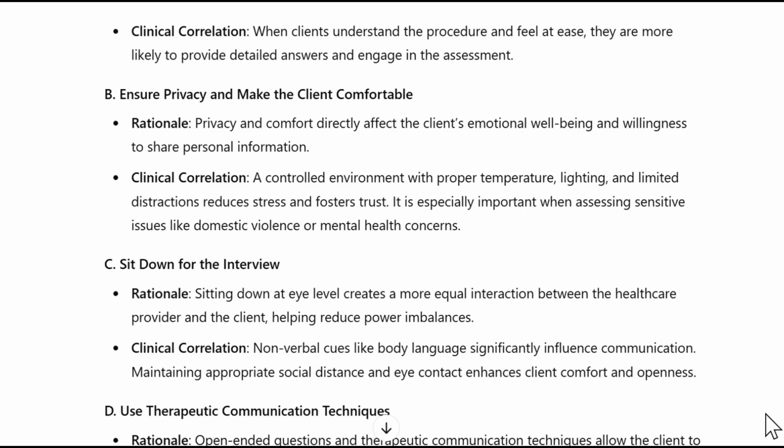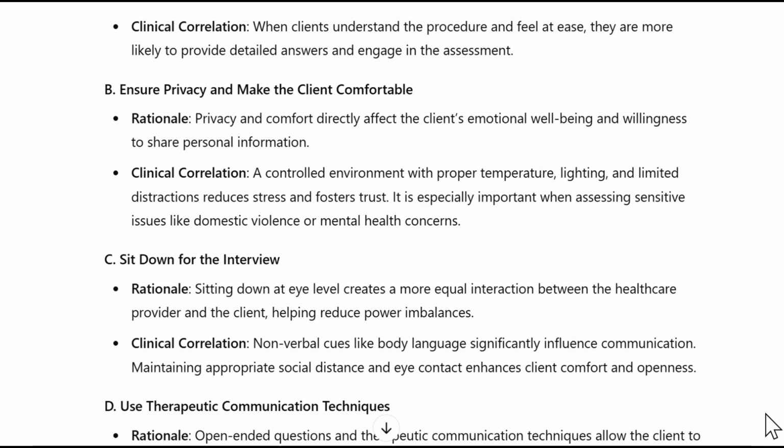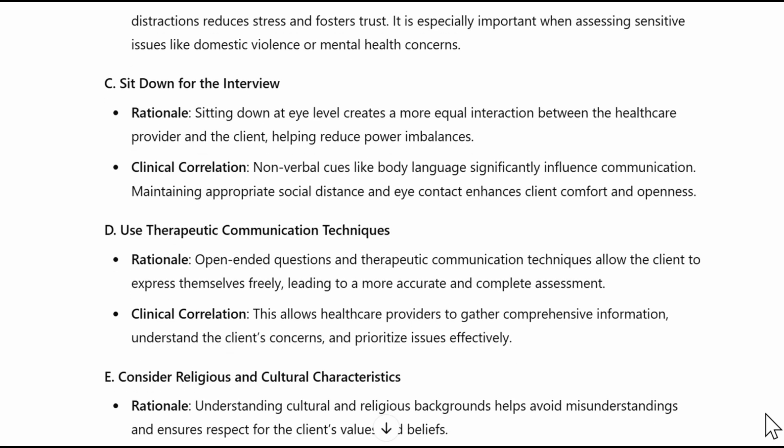C. Sit down for the interview. Rationale. Sitting down at eye level creates a more equal interaction between the healthcare provider and the client, helping reduce power imbalances. Clinical correlation. Nonverbal cues like body language significantly influence communication. Maintaining appropriate social distance and eye contact enhances client comfort and openness.